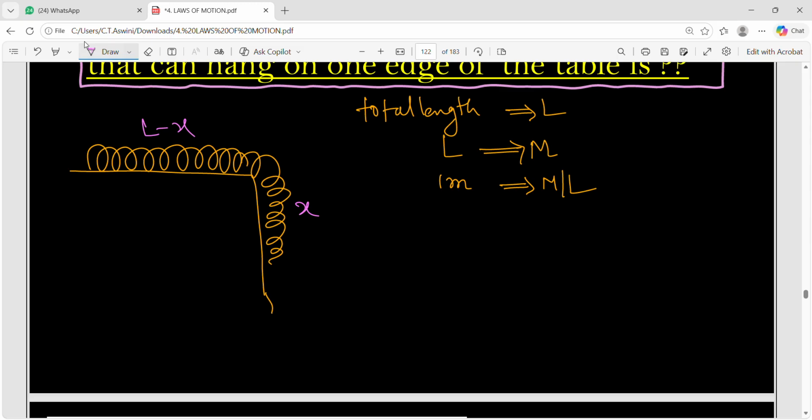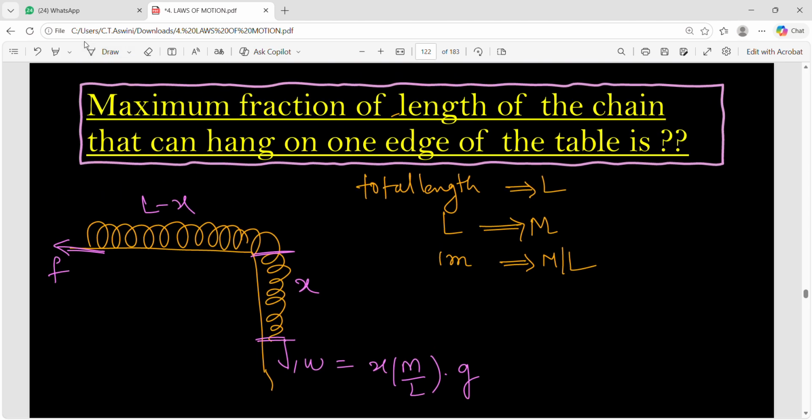Now for this x meters, what will be the weight? What will be the weight acting downward? m into g. For x meters, it is x into m by L, this is the mass, into g. So if this is moving down due to its weight, there will be frictional force which will be opposing this. That is why it is hanging. See, read the heading. Maximum fraction of the chain that can hang on one edge. That means it is not completely falling down. It is hanging because frictional force is balancing the weight of the hanging part.